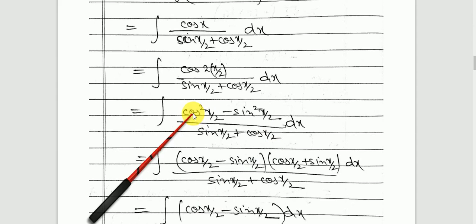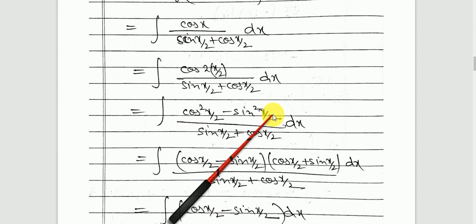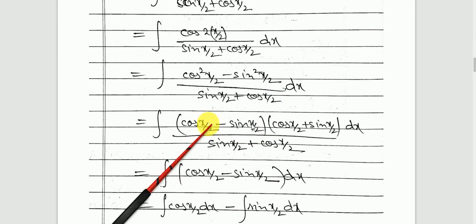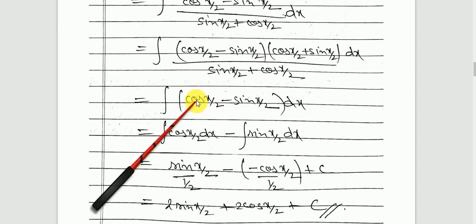Now this is something like this, a square minus b square. So again you can write this, factorize like this. So cos x by 2 minus sin x by 2 into cos x by 2 plus sin x by 2. These two will get cancelled, so you are left with cos x by 2 minus sin x by 2. And then you know the integration of these two terms, so integrate and you will get your answer.